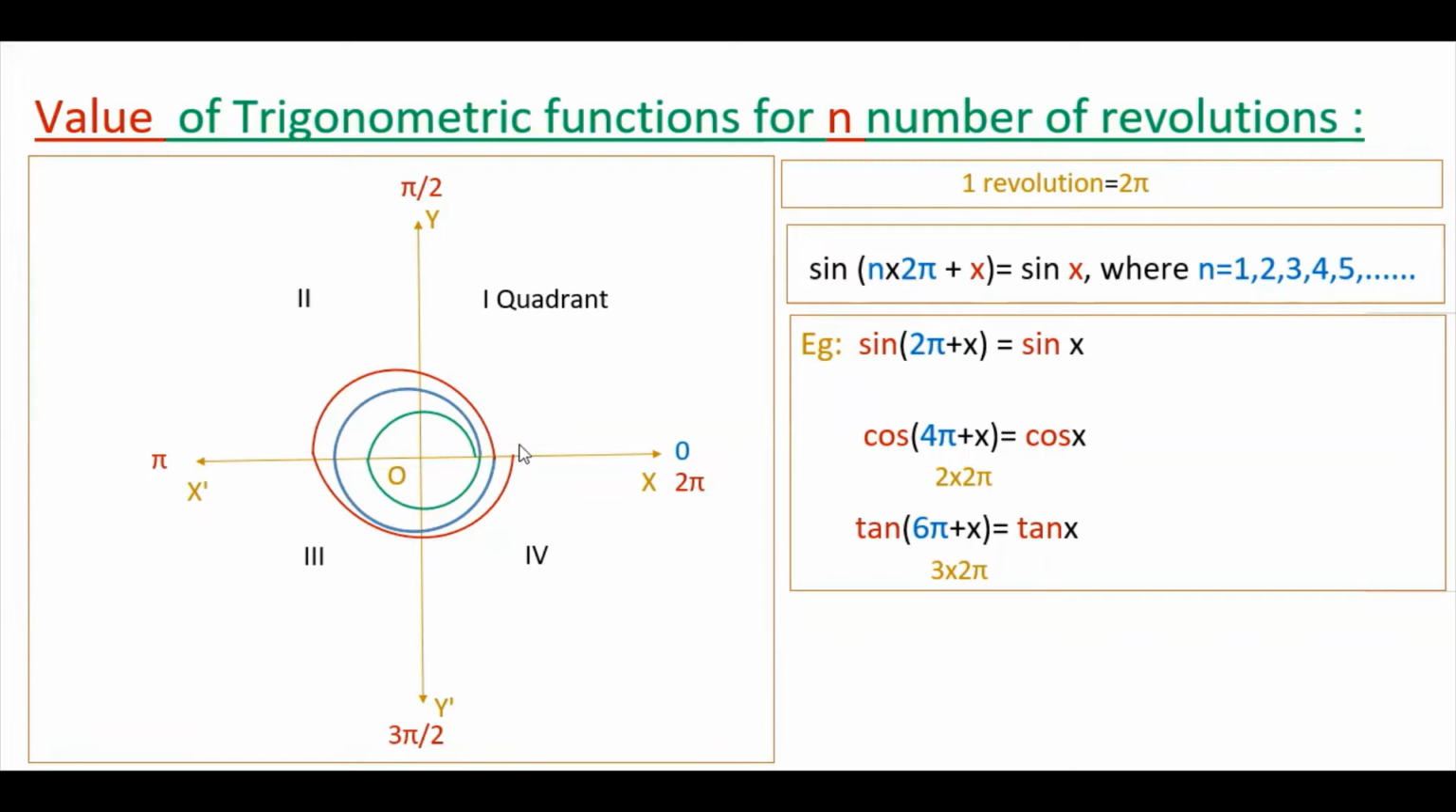You have to consider the angle, how much it takes after that 1 revolution. So you have to write directly sine x. If it is 2 into 2 pi, that means 4 pi plus x, it is also sine x only. So however many revolutions it takes, you have to consider only the angle plus x. You can see these examples: sine 2 pi plus x is equal to sine x. Cos 4 pi plus x, that means 2 into 2 pi, 2 revolutions, so cos x. And tan 6 pi plus x is equal to tan x, 3 revolutions, so you have to write directly tan x.